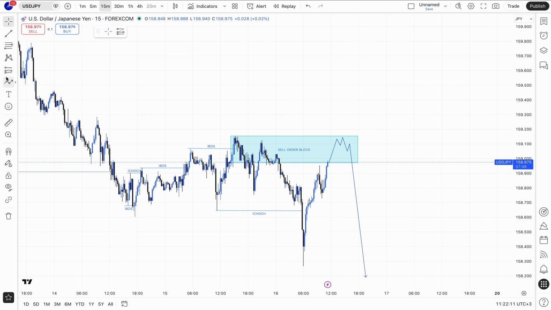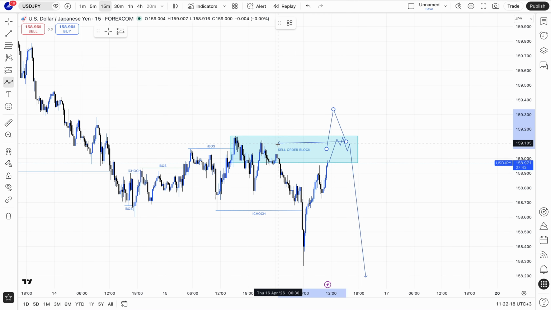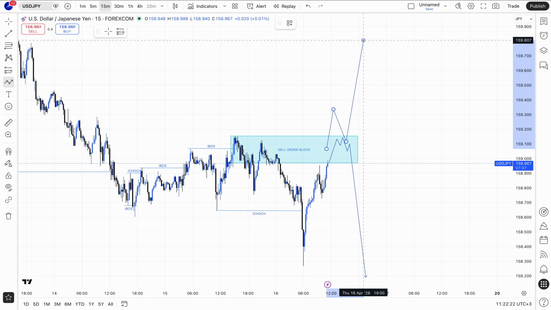Then scenario number 2, and it's likely to happen, if the price disrespects this order block, then you're going to wait for the break. Then automatically this would become our buy breaker block. Then a continuation to the upside.